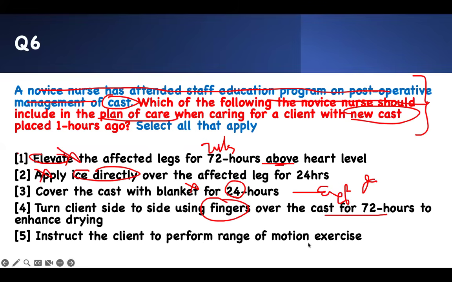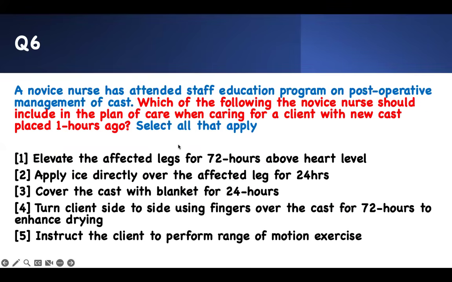Instruct the client to perform range of motion exercises to improve muscle strength. So this is the only answer. There's only one answer there. If you pick more than that, you lose it. But for select or apply questions, if you know the answer, pick it. If you don't, let go.